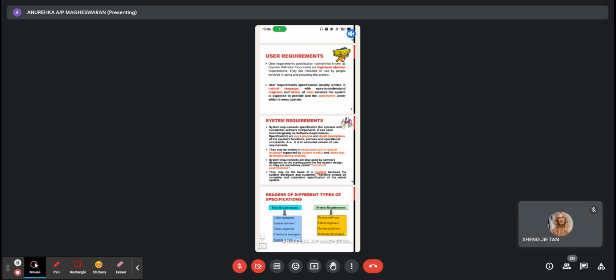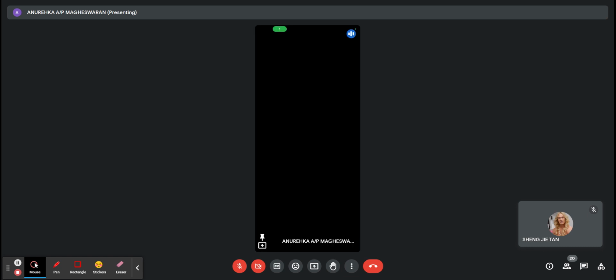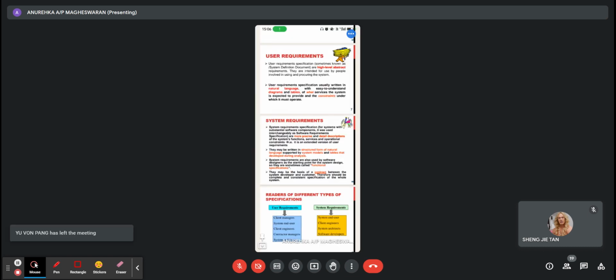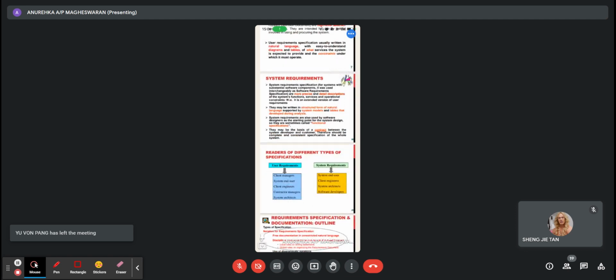So in the exam, when you are asked for functional requirement, you have to give system requirement. User requirement is not acceptable. So system requirement, who can give me an example of system requirement? Can you give me one system requirement from your assignment? Anyone? How do you write system requirement?